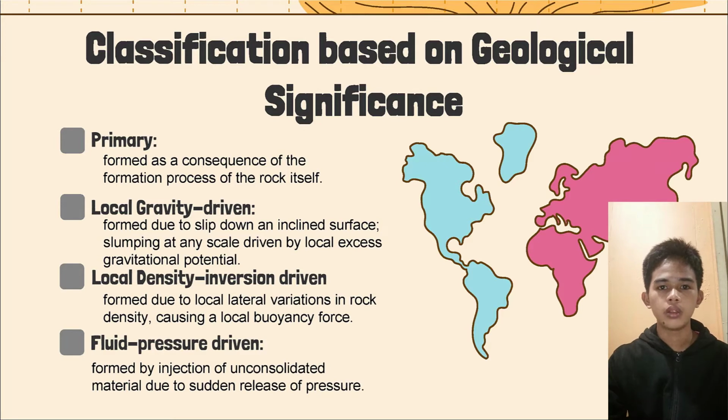Classification based on geologic significance. Primary: formed as a consequence of the formation process of the rock itself. Local gravity driven: formed due to slip down an inclined surface, slumping at any scale, driven by local excess gravitational potential. Local density inversion driven: formed due to local lateral variation in rock density, causing local buoyancy force. Fluid pressure driven: formed by injection of unconsolidated material due to sudden release of pressure.